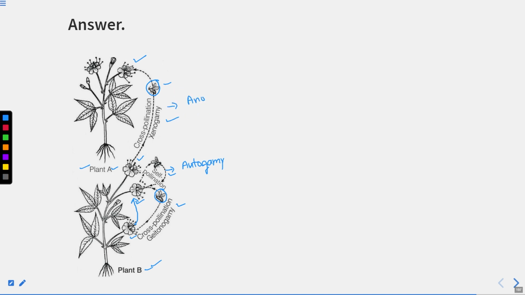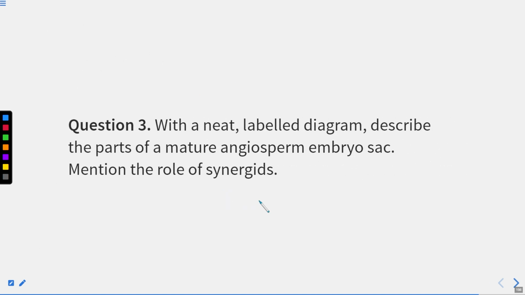So you can simply write here another plant is involved, or flowers of another plant are involved. Whereas autogamy and geitonogamy, in both of these, what is happening? Same plant. Only one plant is involved. Okay, so this is clear. Now let's move on to the next question.